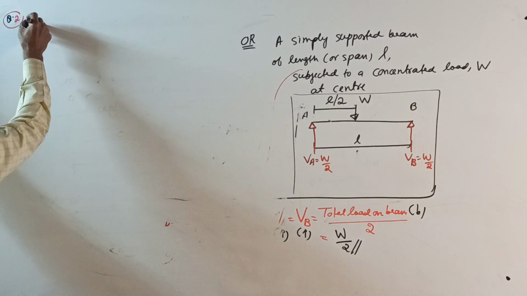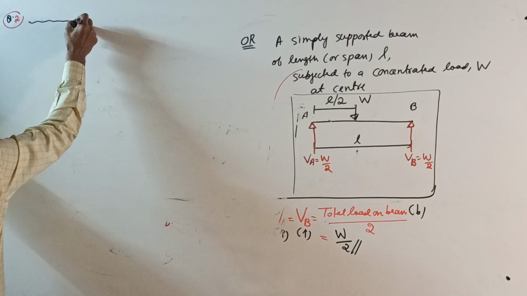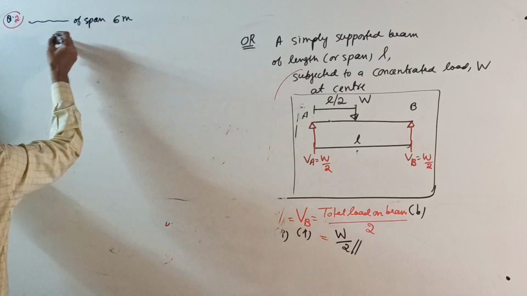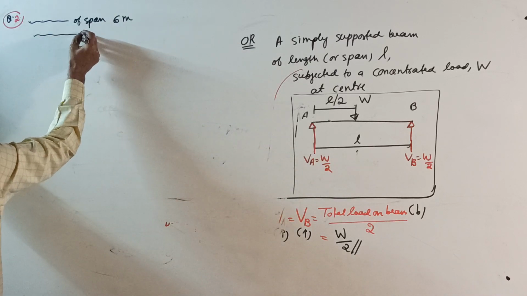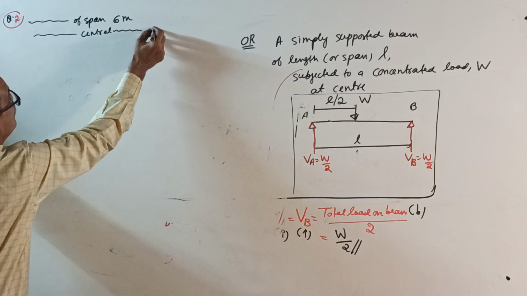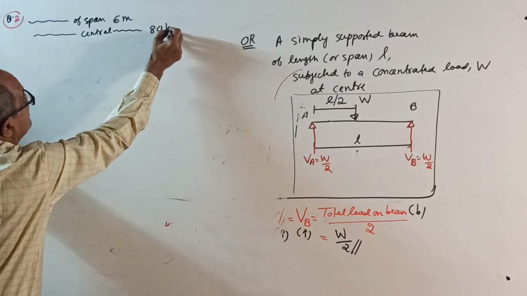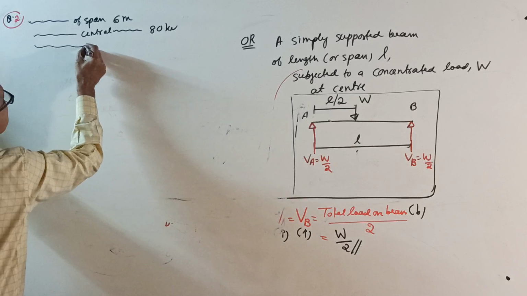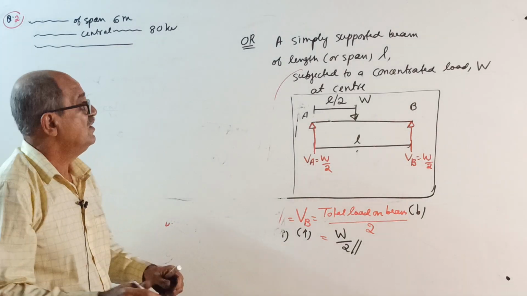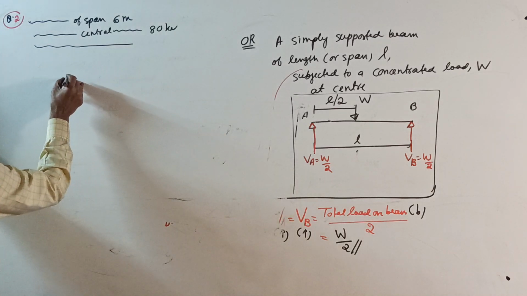A simply supported beam of span 6 meter is loaded by a central concentrated load of magnitude 80 kilonewton. Find reactions at both the supports is the question. Right, correct? Okay. First, sketch the beam.